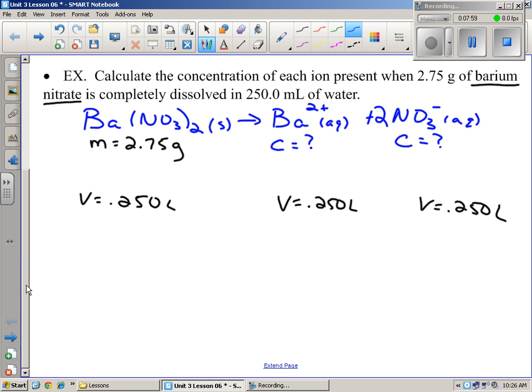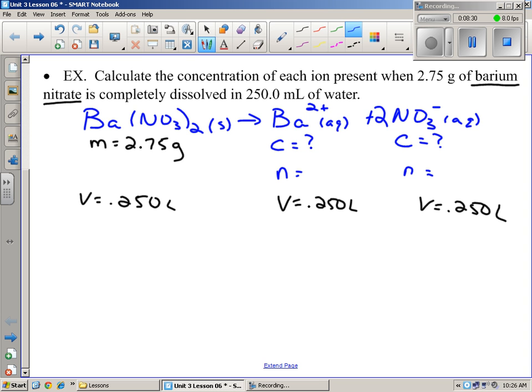So what do I need to find? If I'm looking for C for both of those, what do I need for both of those? What's missing? How do you calculate C? What do you need? Somebody, anyone? C, I need N. Yeah, we need to know N for both of these. Yes? All right. We already have V for both, by the way. We know that this is all taking place in 250 milliliters.